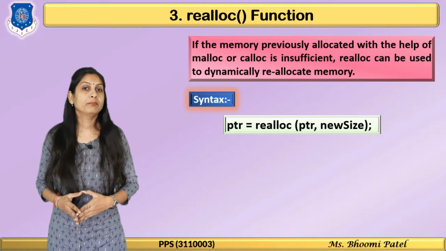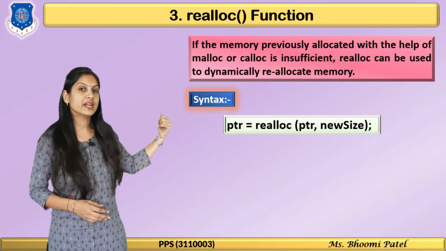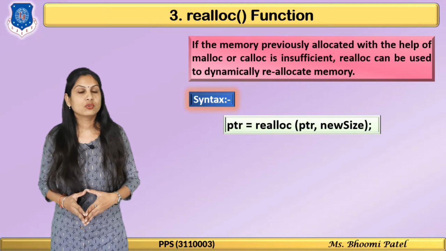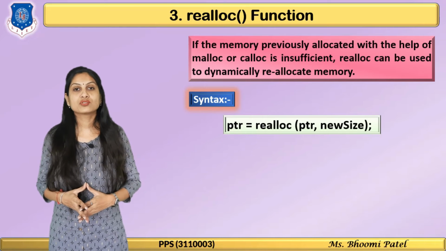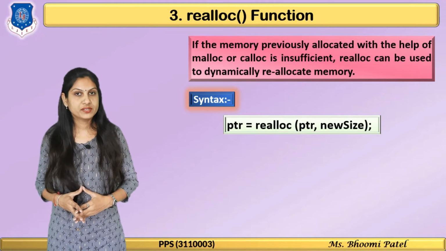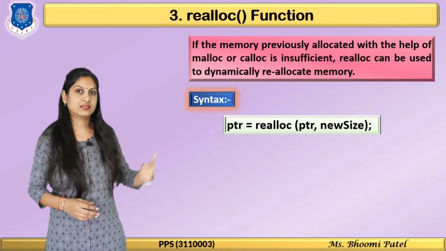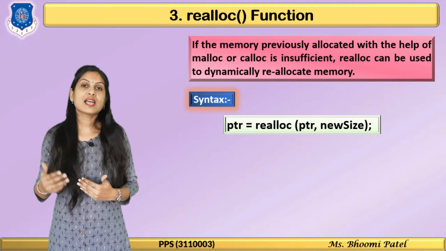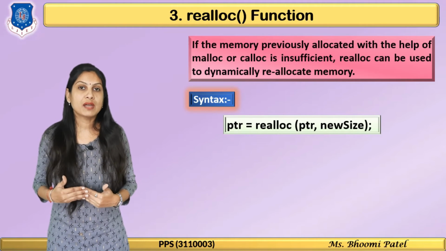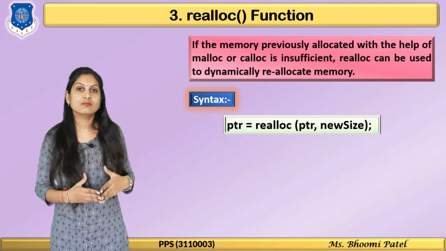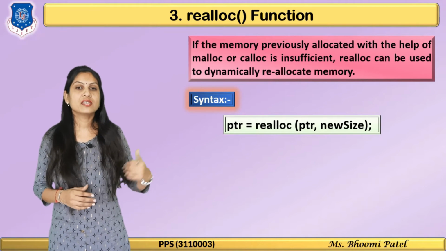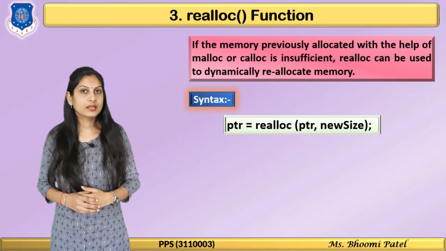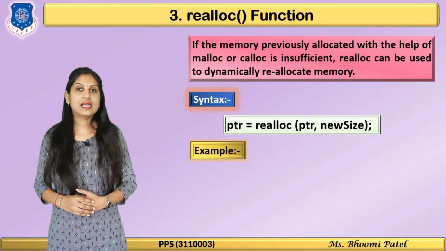First the pointer ptr equals the function name realloc, and then inside it we have to pass two parameters. First is a pointer and second is the new size. So if you want to resize your previously allocated memory, suppose I assigned only 10 blocks and we now want to change it to 50 blocks, then your new size will be given there. Clear? Let's understand with an example.